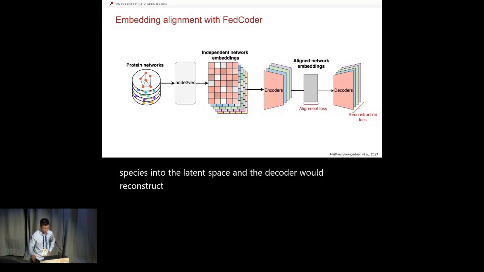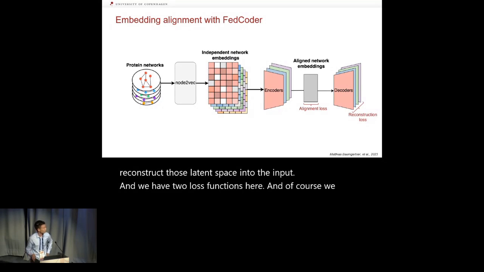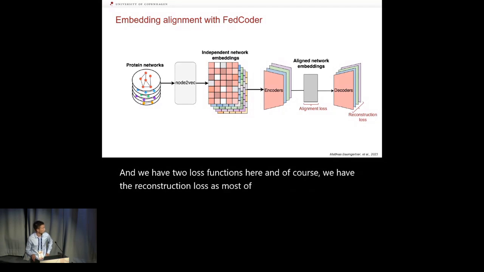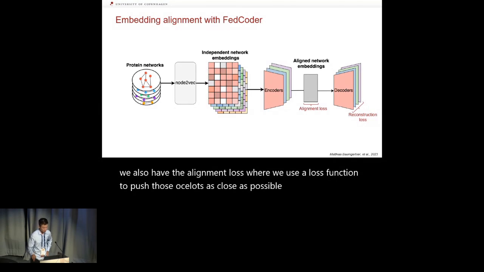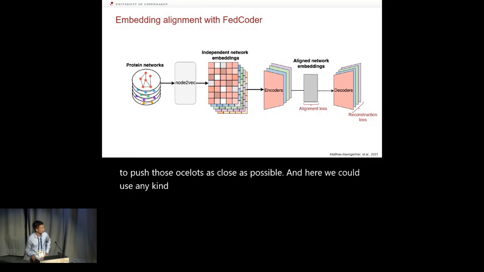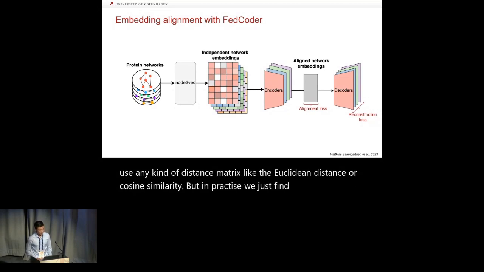into the input. And we have two loss functions here. Of course, we have the reconstruction loss as most autoencoders do, but we also have the alignment loss, where we use a loss function to push those orthologs as close as possible. And here we could use any kind of distance metric, like the Euclidean distance or cosine similarity. But in practice, we find that the Euclidean distance works best for us.